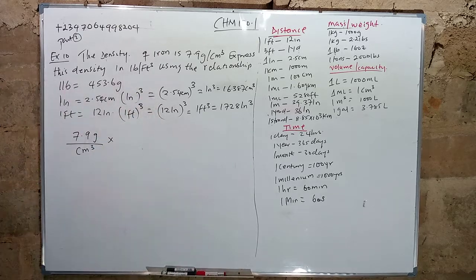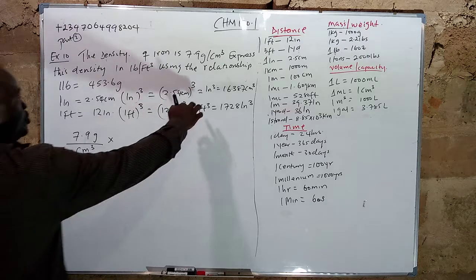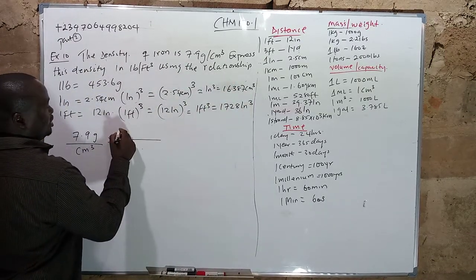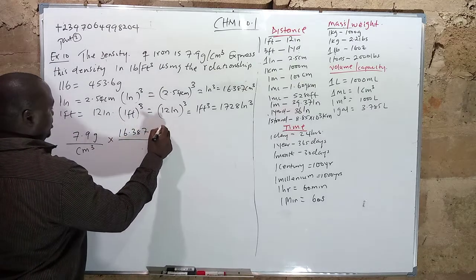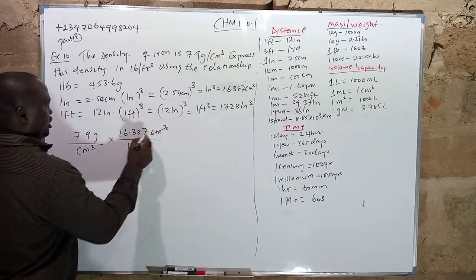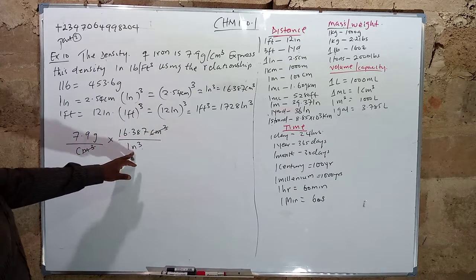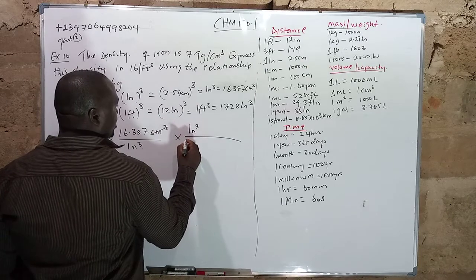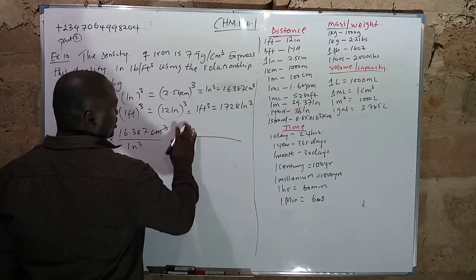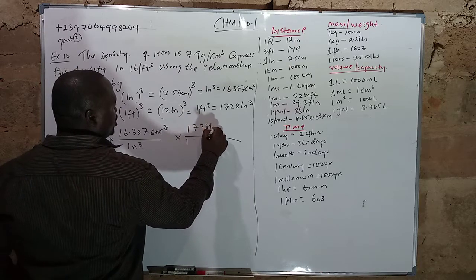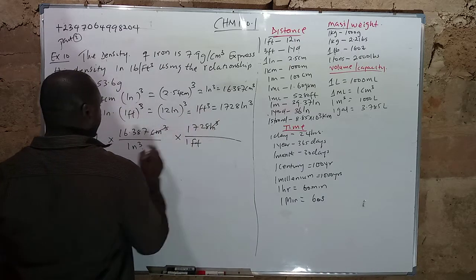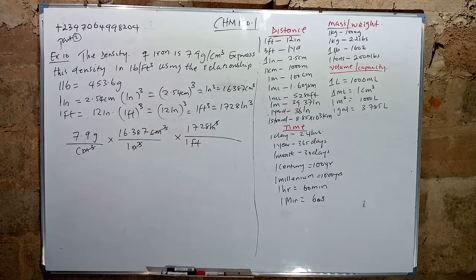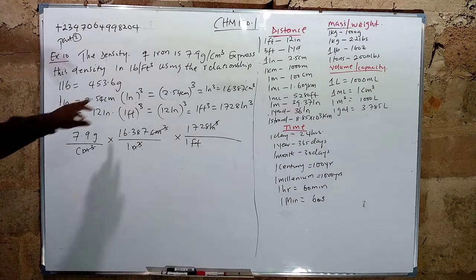The next thing, you have these two conversion systems. From cm cube, you want to cancel out cm cube, and the only one that has cm cube is this one, the conversion system. So here is 16.387 cm cube all over inch cube. So this will cancel this. The next thing is I want to move from inch cube to foot, right? So that means your inch cube will be at the top, and then you have 1728 inch cube, and you have 1 foot here. So this inch cube will cancel this inch cube. Remember they said we should express this in pounds per foot.